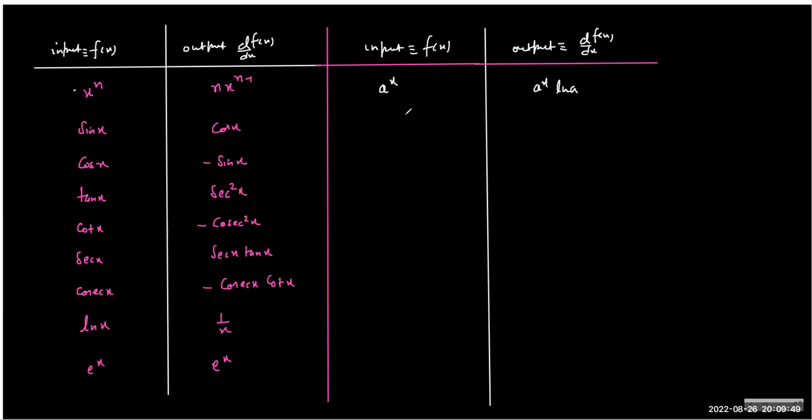If it is sine inverse x, it will give you 1 upon root of 1 minus x square. If it is cos inverse x, it will give you minus 1 upon root of 1 minus x square. And the rest you can prove easily rather than mugging up. It's easy to prove. Okay. So we'll use these basic formulas to first practice some easy questions.